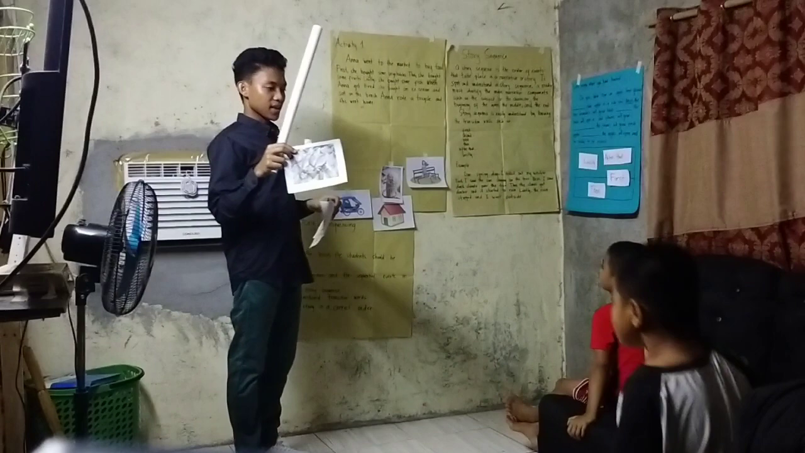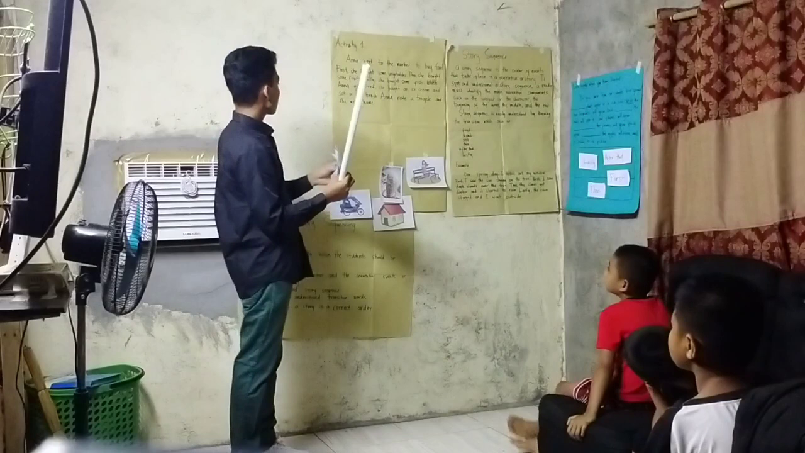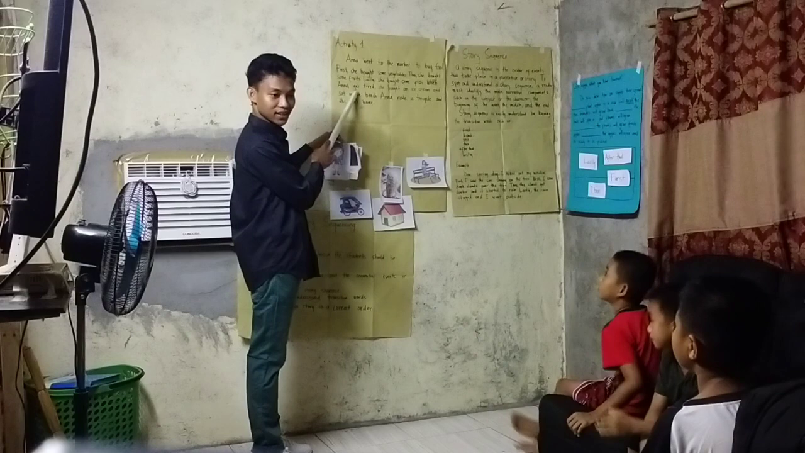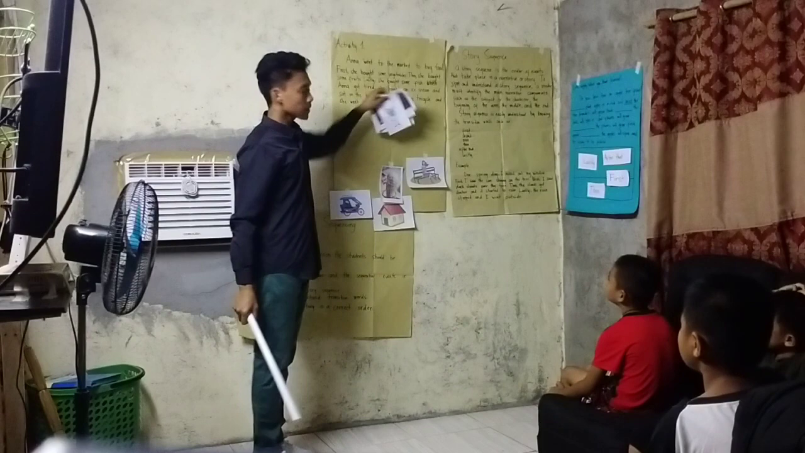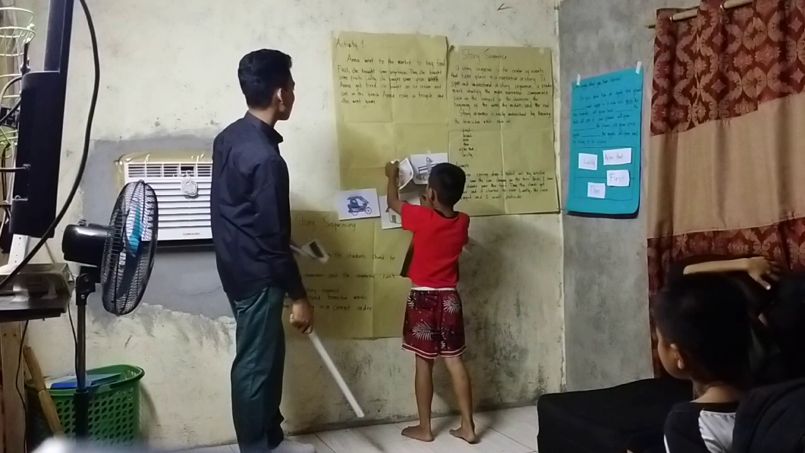Alright? So, when Anna get tired. What's the meaning of get tired? Kapoy. Okay, so, when Anna get tired, she felt tired. She bought an ice cream and sat on the bench. What did Anna buy? Ice cream. So, where's the ice cream, Prince? Okay, very good, Prince.